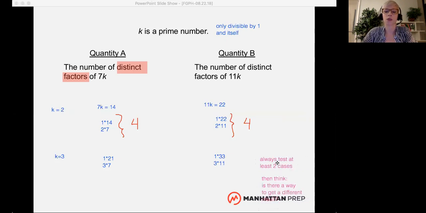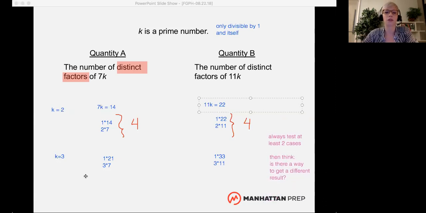Let me scoot those up. So I want us to think here. Right now we're getting 4 distinct factors every single time. I want you guys to think about, in particular, the terminology that they gave us, and ask yourself, is there something that we could test that would give us a different number of distinct factors? And maybe the key is to think, what wouldn't be distinct?